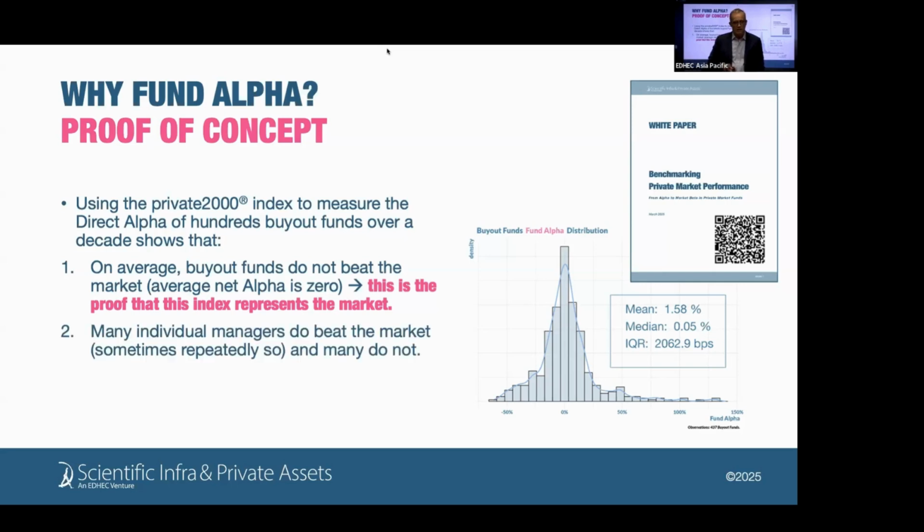And the median alpha is zero. And what this shows is not only that the median is zero, but that many managers do beat the market and sometimes continue to do that. We'll come back to this. They have persistent alpha, but many do not beat the market. In fact, they underperform the market.